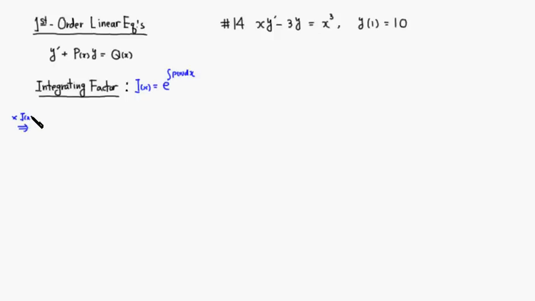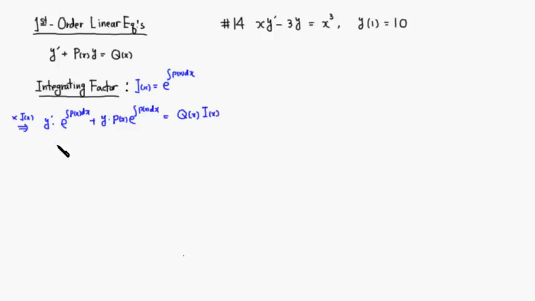Then you have y prime times e to the integral of p of x dx, plus, I'm going to write y first, y times p of x times e to the integral of p of x dx, so this is the integrating factor. And the right hand side, I'm going to write as q of x, and for this one I'm just going to write it as I of x there.